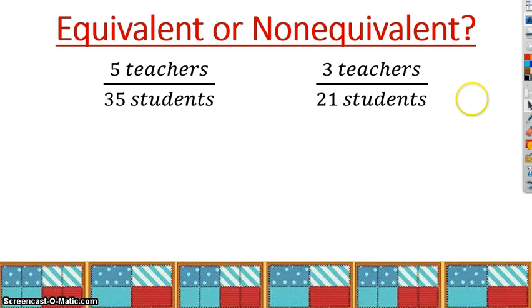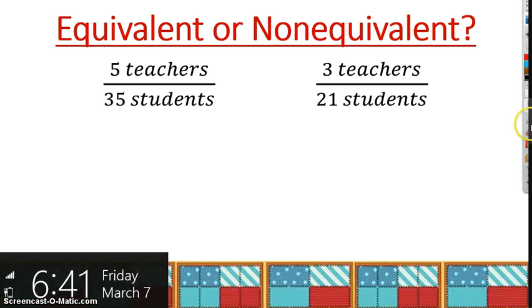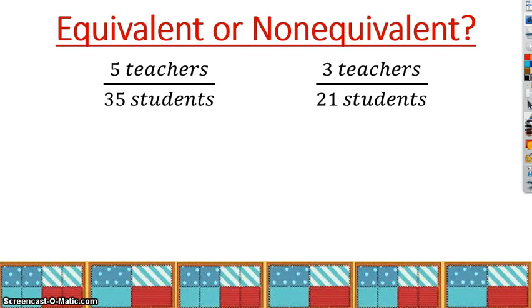So I want you to look at this ratio. There are 5 teachers for 35 students. But if I only look at 3 teachers, there's 21 students. Would this represent an equivalent or a non-equivalent ratio? Well, in the last lesson, we learned that if we want to compare these, we need to get either the top part of the ratio, the first value in the ratio, or the second amount in the ratio to equal the same amount.